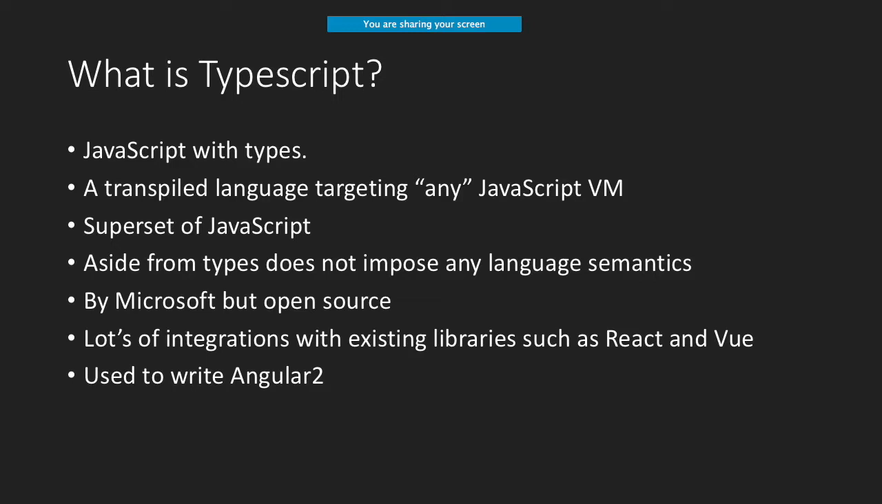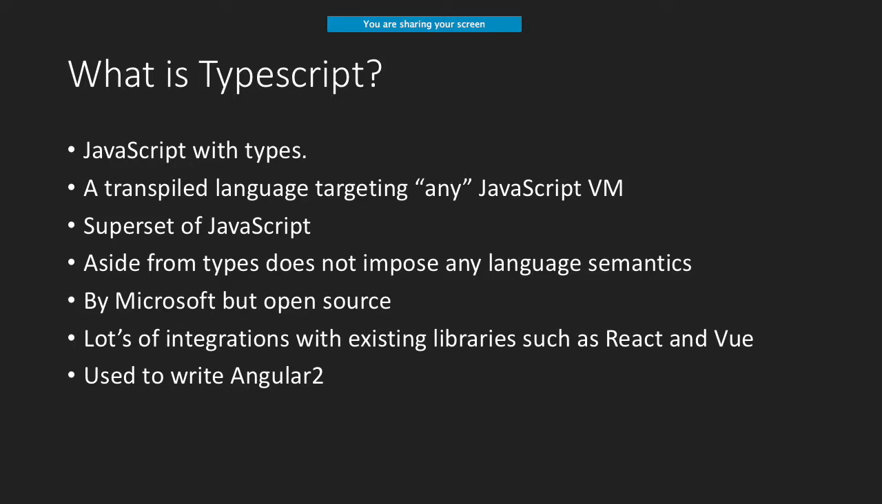Okay, so good question to start with. What is TypeScript? So JavaScript with types is the long and the short of it. TypeScript is a transpiled language. Does anyone not know what transpiling is? Yep, Rob, awesome. So transcompilation is the act of converting source code to source code, basically speaking.